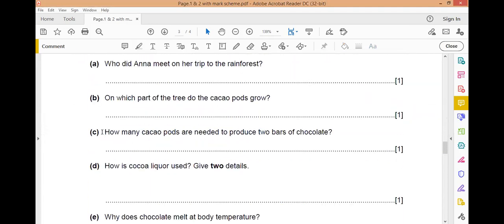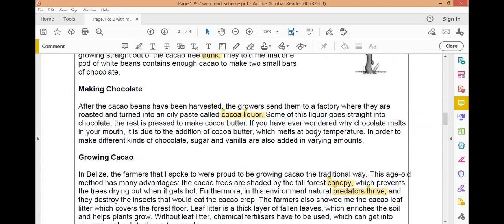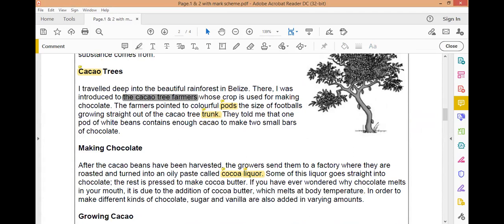How many cacao pods are needed to produce two bars of chocolate? Let's find the answer. We'll continue from the part that Omar stopped. They told me that one pod of white beans contains enough cacao to make two small bars of chocolate. So what's the answer? One pod. Excellent. One pod. We can write one pod of white beans.